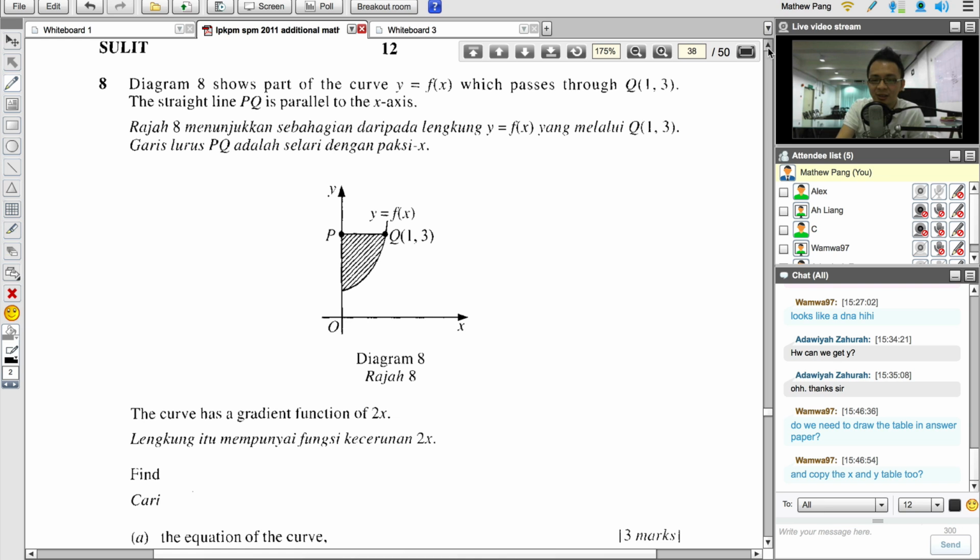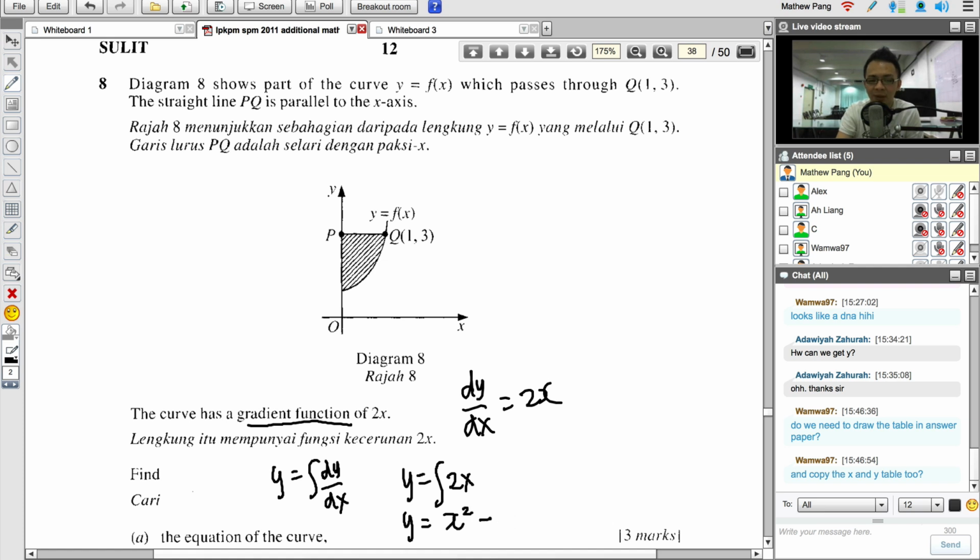This one is integration. The curve has a gradient function of 2x. What is the gradient function? I mentioned in a few of my virtual classes that the gradient function is dy/dx. Then it says the curve passes through a point and asks you to find the equation of the curve. It's very simple, I taught you before. If you want to find the equation, just integrate dy/dx. So I integrate 2x, and basically I get y equals x squared plus c.